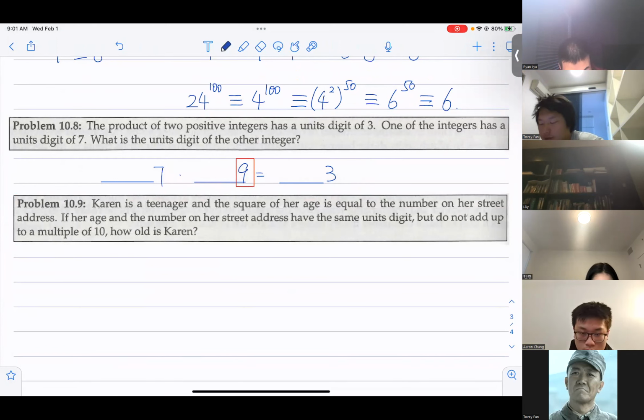Karen is a teenager. The square of her age is equal to the number on her street address. If her age and the number on her street address have the same unit digit but do not add up to a multiple of 10, how old is Karen?